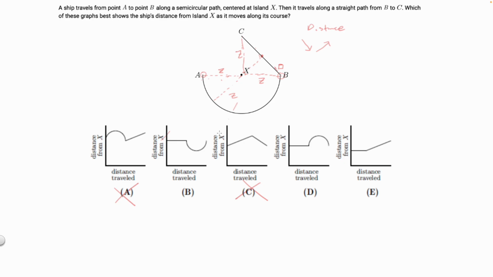So if we look at the graphs we have, this one is decreasing and increasing, so it could be B. D is increasing, then decreasing, which is not what we have. And E is increasing all the way, which is not what we have. So our final answer is B.